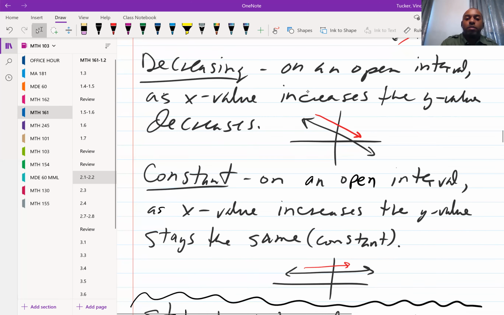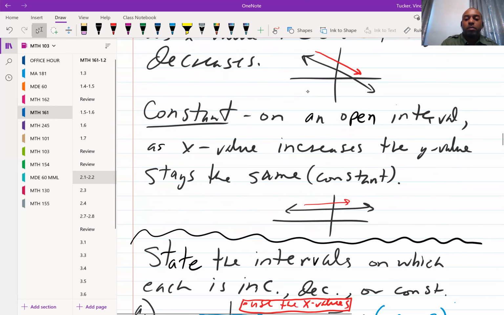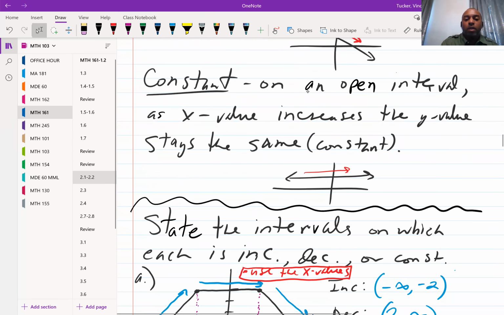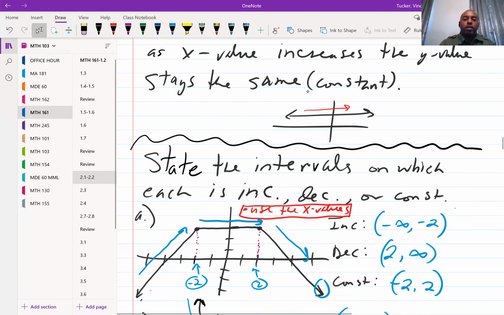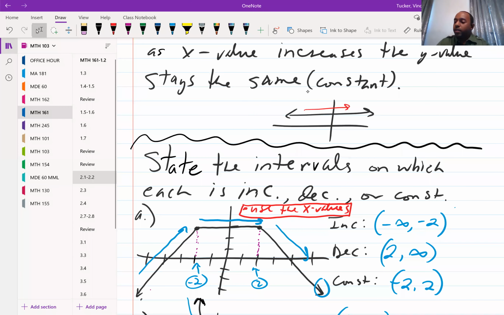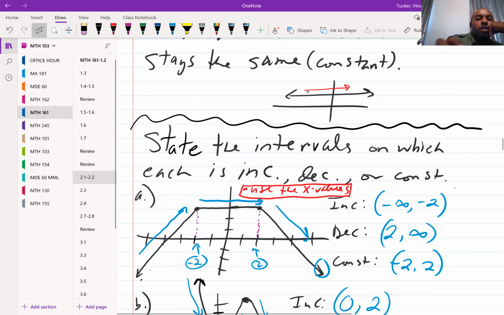All right, can you scroll up? Everybody good? All right, so this first example under this, I want to state the intervals on which each is increasing, decreasing, or constant. So let me erase some of this stuff so we can walk through it.